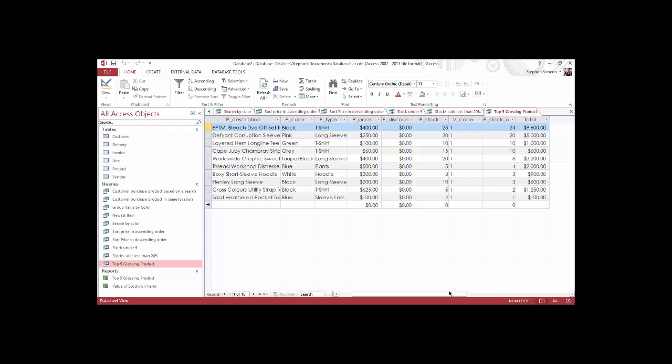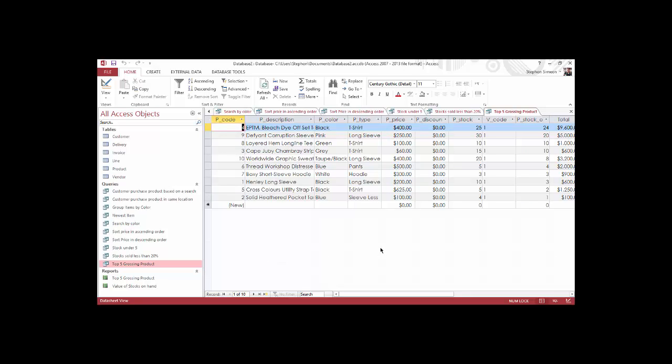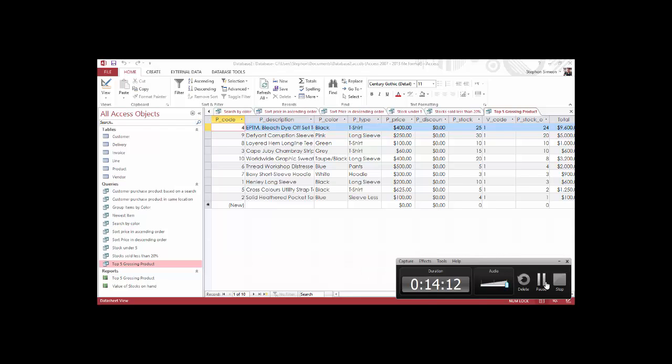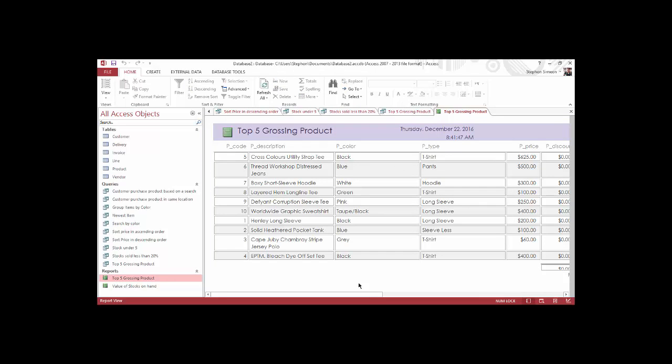So here we have it. We have this particular top product where its stock on hand is 24, and the price is high. It's the highest price. Right, and this here is the report. Same thing for top grossing product.